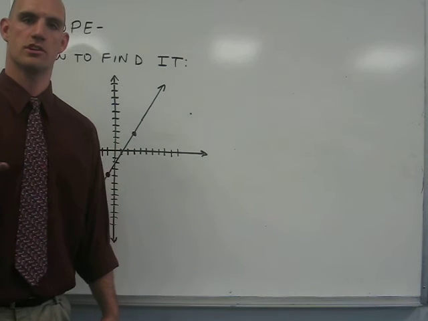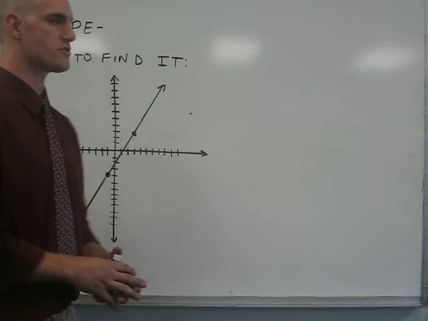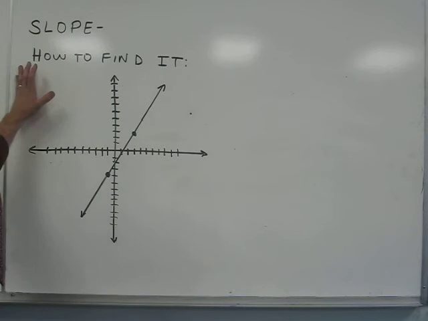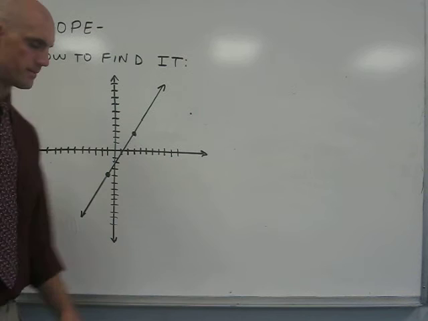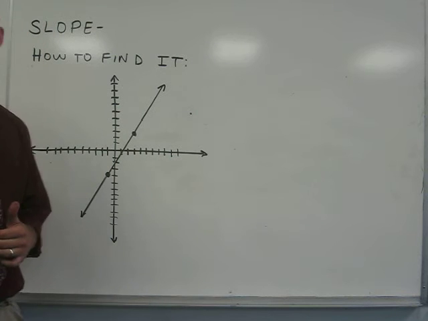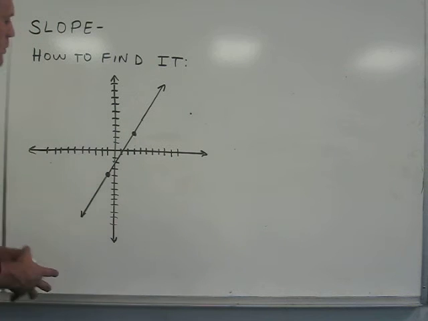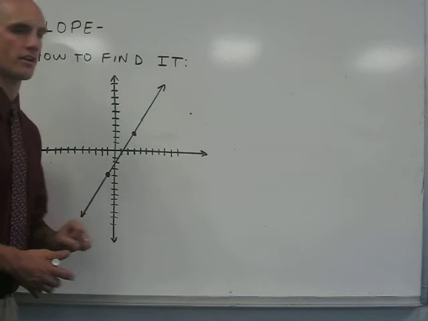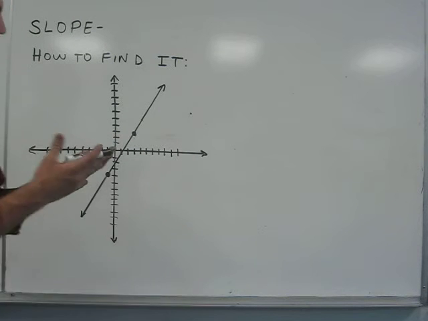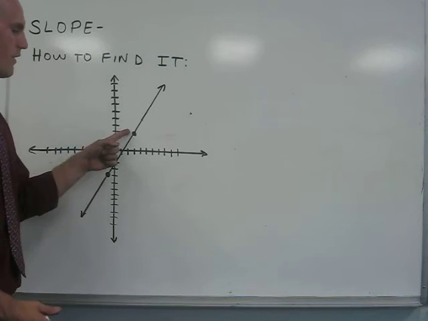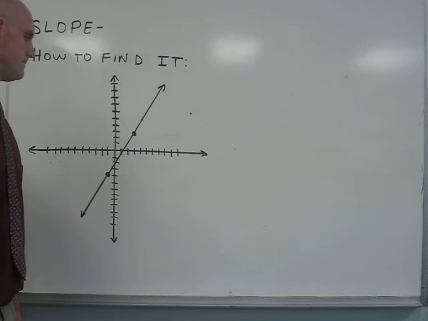When we're talking about slope, we're most interested in how do we find slope if we're given either 2 points or a line on a graph. The key to finding slope when we have 2 points or a line on a graph is to first of all find 2 solid points that are at intersections along the line.